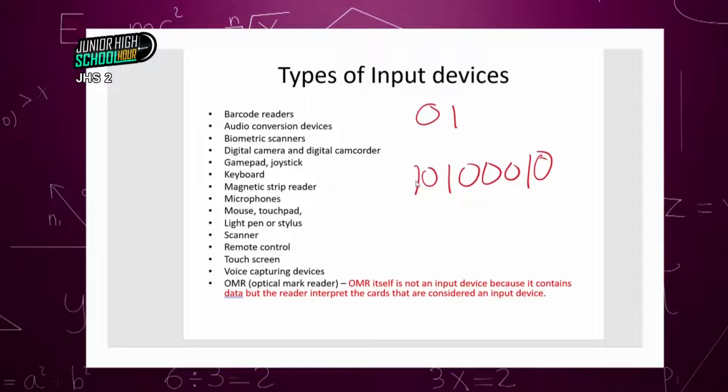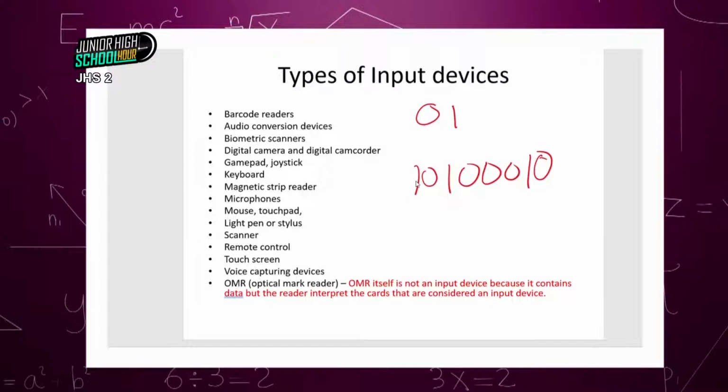These are all examples of input devices. Remember, when you key in channel 1, it moves to the channel you want. We have the touch screen. For mobile phones, we have touch screens. Other tablets and even some modern laptops have touch screens retrofitted on their screens. And we also have voice capturing devices. And the last one is the OMR, the optical mark reader.